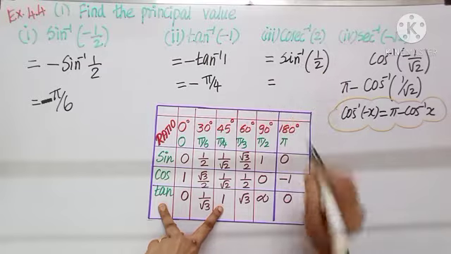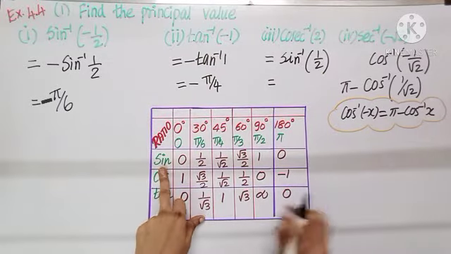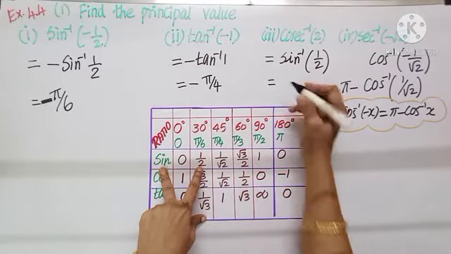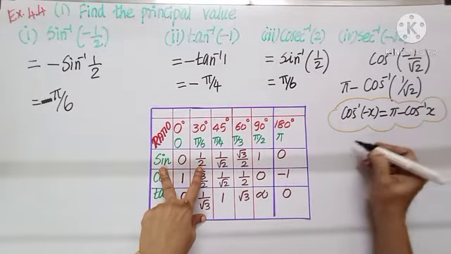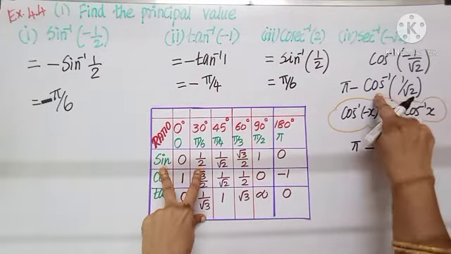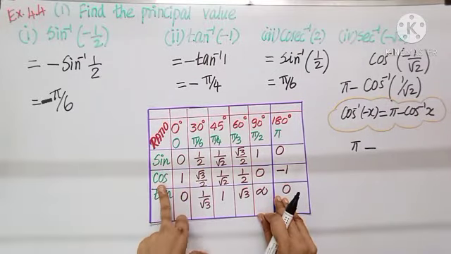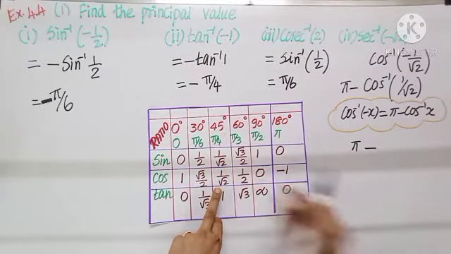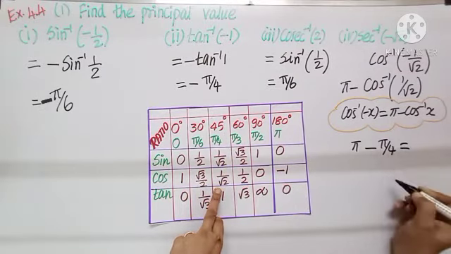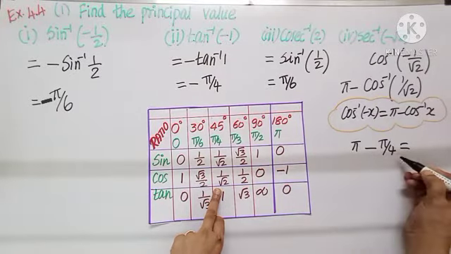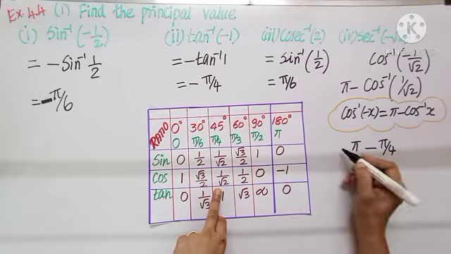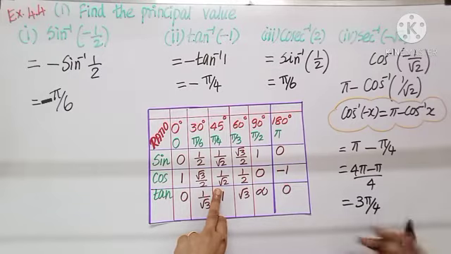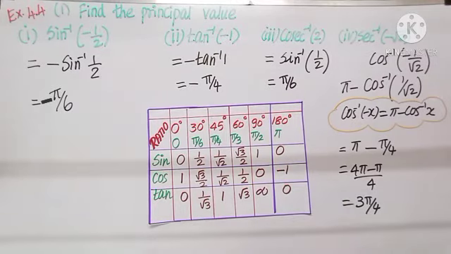Again, we are in sine inverse. So refer in sine ratio. I want half. Half comes here. The radian is pi by 6. And now we are in pi minus cos inverse. So in cos ratio, 1 by root 2. 1 by root 2 comes in pi by 4. So my answer is pi minus pi by 4. Cross multiply, 4 pi minus pi by 4 is nothing but 3 pi by 4, and that is the answer.